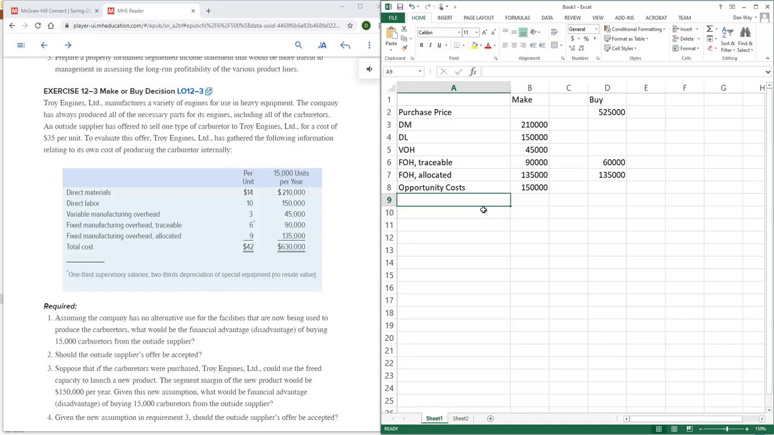And part 4 says, given the new assumption, should the outside supplier's offer be accepted? So we'll combine these two answers in one. Again, if we think of the total cost at each scenario, now that changes our decision point. The make side becomes $780,000 in total. That buy side was still $720,000, so now it's cheaper by $60,000 to buy from the outside supplier. Again, because we could use this empty production space to make a new product that generated some segment margin and was profitable.